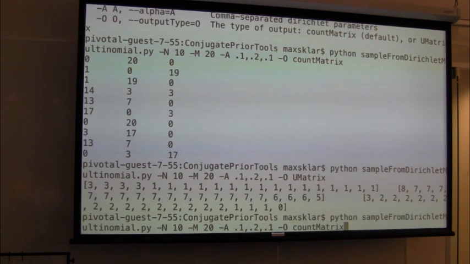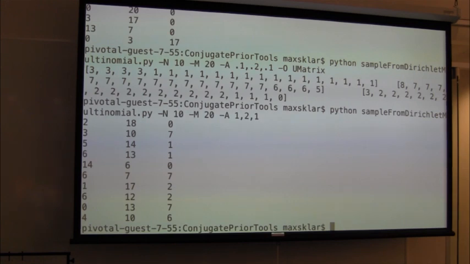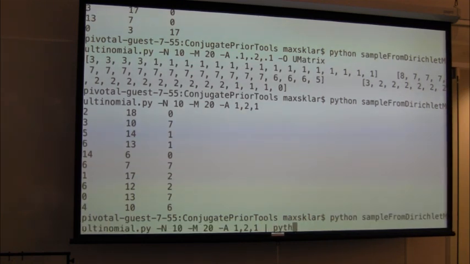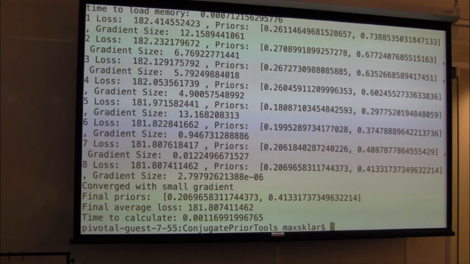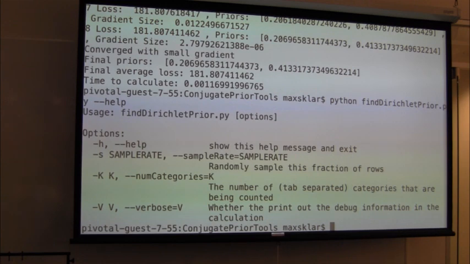Okay, so now let's go back to this. The idea is we have this data. How can we reconstruct what the most likely Dirichlet is from that data? And so we have a tool that does that as well, and that's find Dirichlet prior. I think I need to give it a K. Hang on a sec. Yeah, so I need to give it the number of categories.